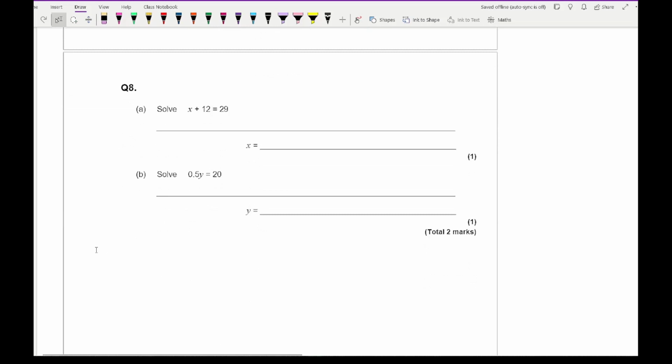Moving on to question 8, again solving these equations. These are just one step. So here I need to get rid of the 12, so take away. So x is going to equal 17.